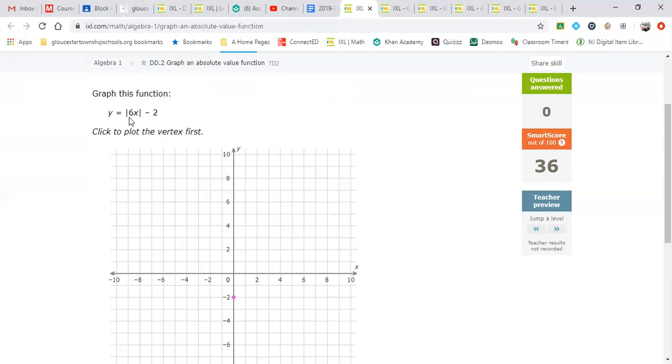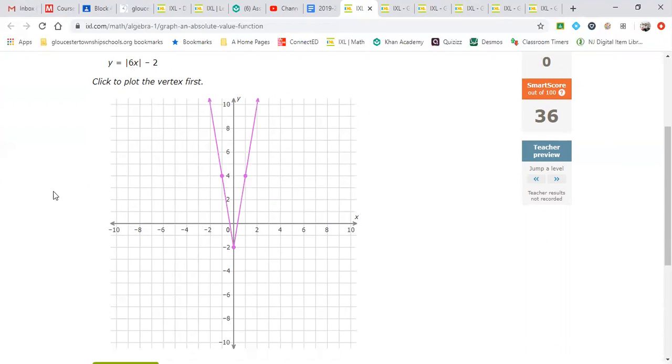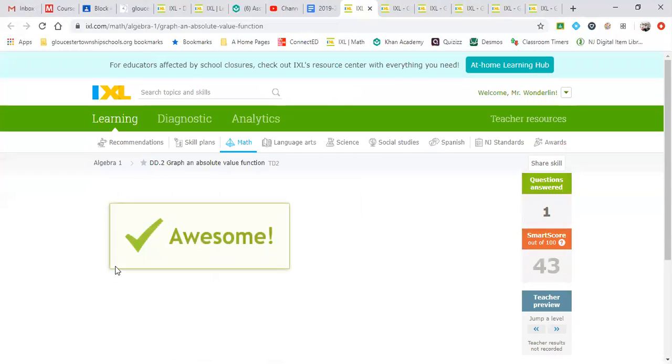My m, well, I'm going to take this 6 coefficient and take it out. So the absolute value of 6 is 6. Or I can just leave it in there if I want, the absolute value of 6x. The slope is 6. So from here I have a slope of 1, 2, 3, 4, 5, 6, and run of 1. And there's my v.